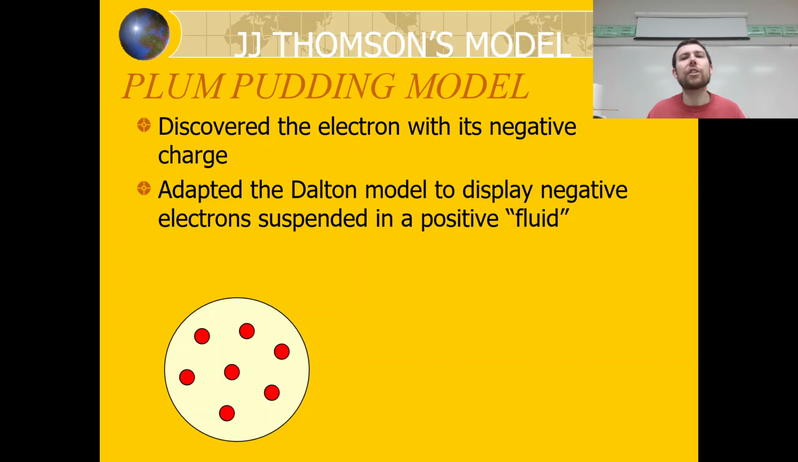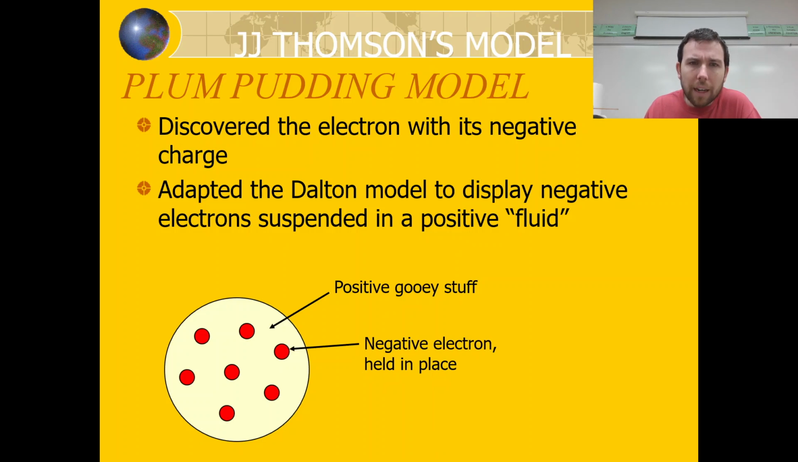So what J.J. Thomson does is he adapts Dalton's model of the atom, and he says, all right, we know we've got this atom, and he's going to display the negative electrons. He's going to say they're suspended in a positive fluid. If you're looking at the diagram at the bottom, the white portion of that diagram is the positive gooey stuff. That's our positive fluid that our atom is made up of. And then the red dots are the negative electrons that are held in place within that positive fluid.